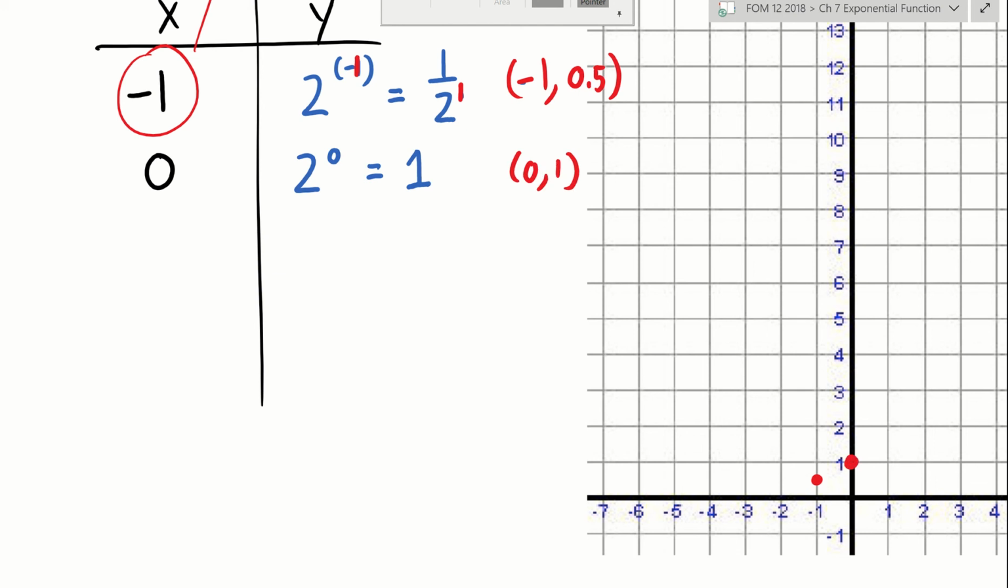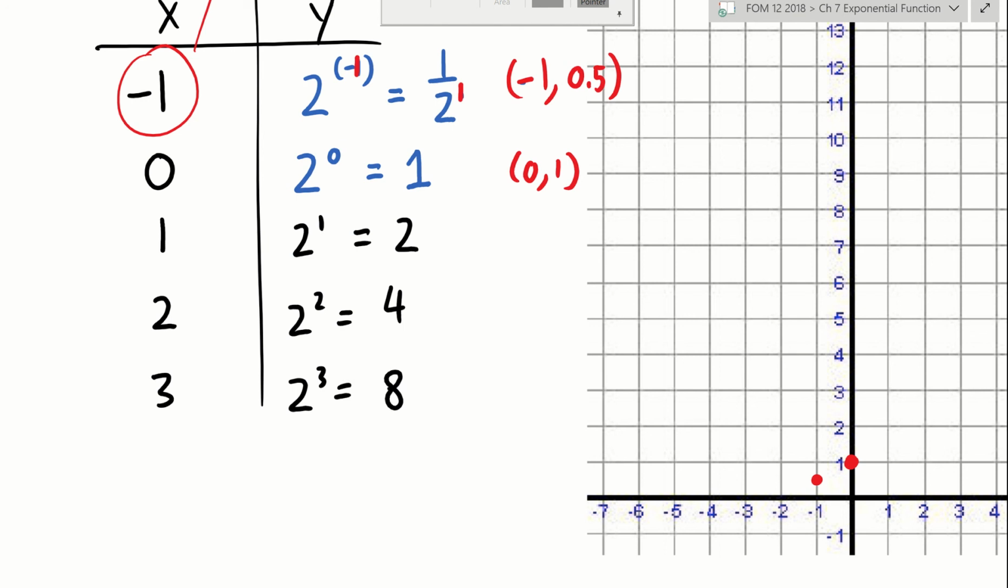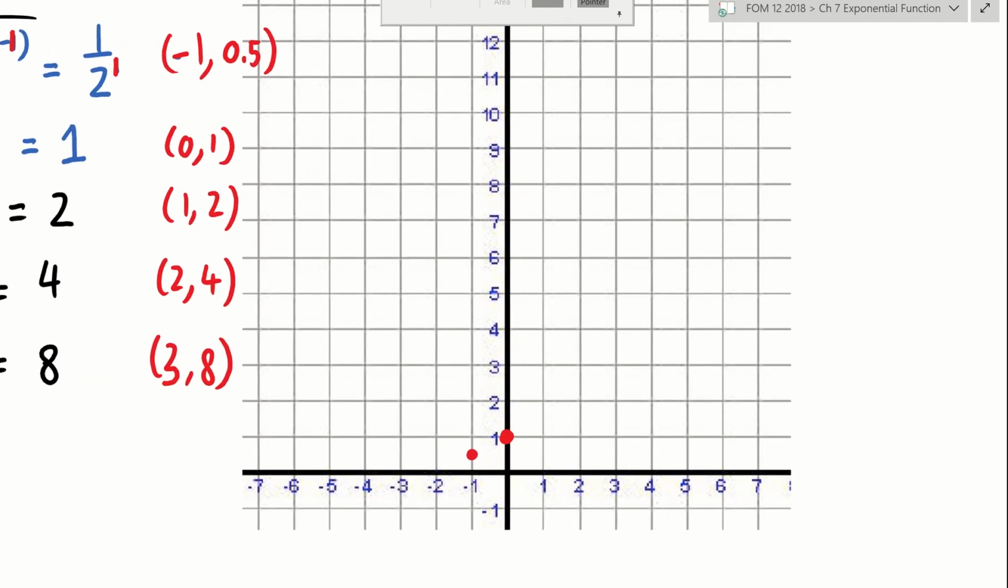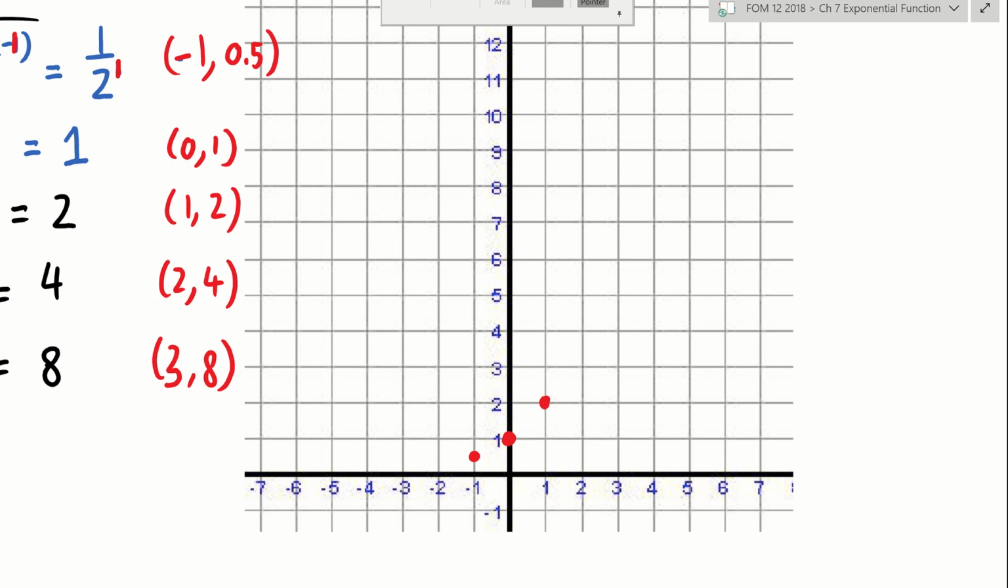And we keep going. So what if x equals 1? Well, 2 to the power of 1 equals 2. Okay, so we have another point. What about x equals 2? Well, 2 to the power of 2 equals 4. What if x equals 3? Well, 2 to the power of 3 equals 8. So we have a whole bunch of points. We have a point (1, 2), another point (2, 4), another point (3, 8), and we're going to have them all plotted over here.